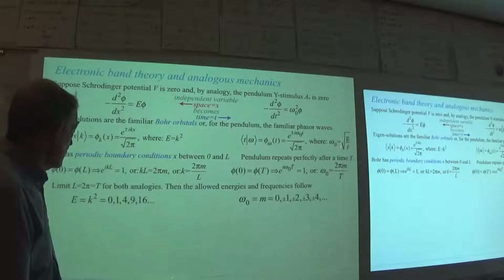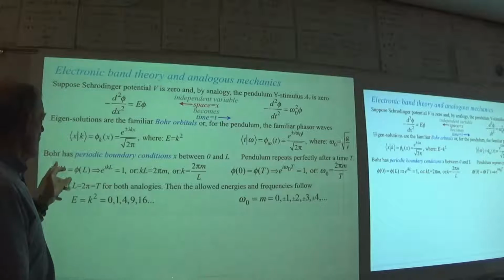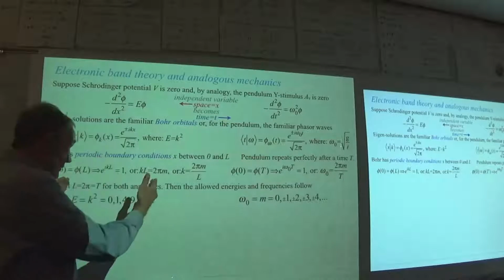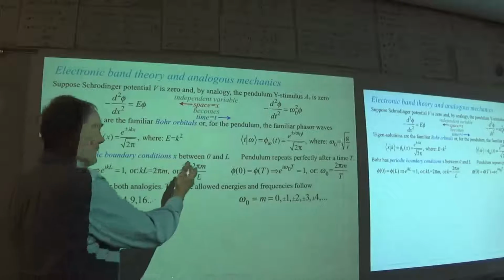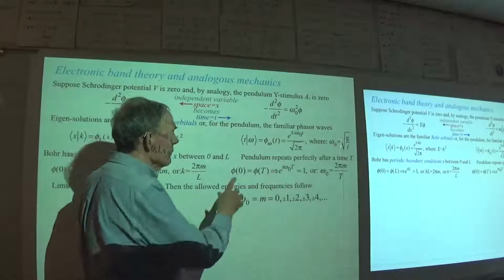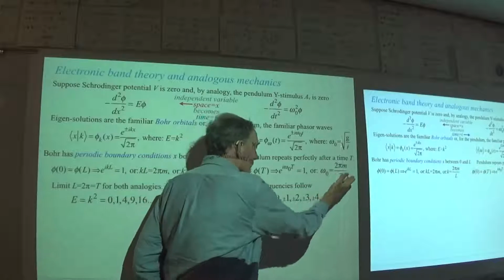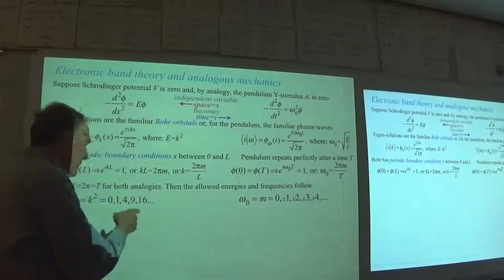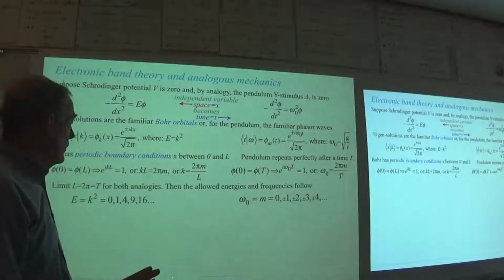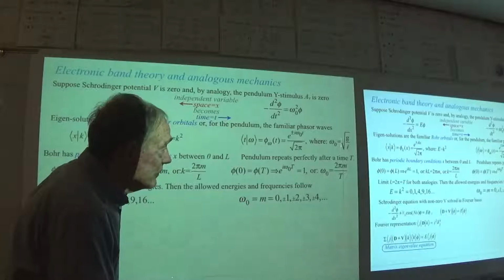So the idea is that this periodic boundary condition here means that whatever this potential is going to be, it's going to repeat after L perfectly each time. And this one is the pendulum, and we're asking it to repeat perfectly after a time, whatever capital T is. So those two are analogous. I think that's the basic idea.